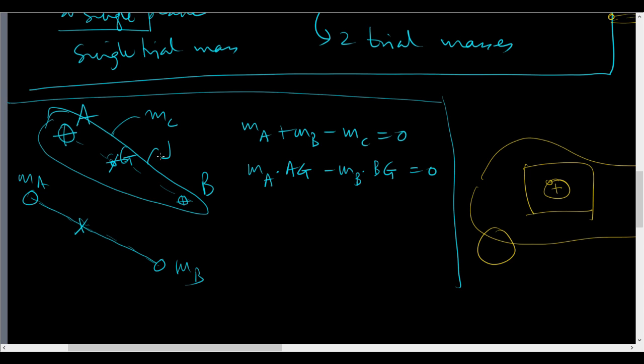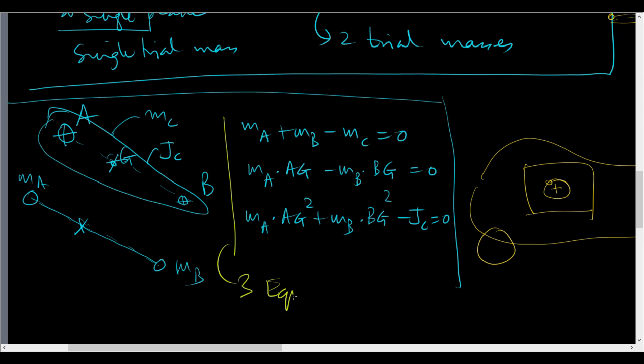Suppose this has a moment of inertia about the center of mass, JC, C for connecting rod. Then we require MA times AG square plus MB times BG square minus JC should be 0. Clearly you can see that these are 3 equations and 2 unknowns. We can't in general have an exact solution.